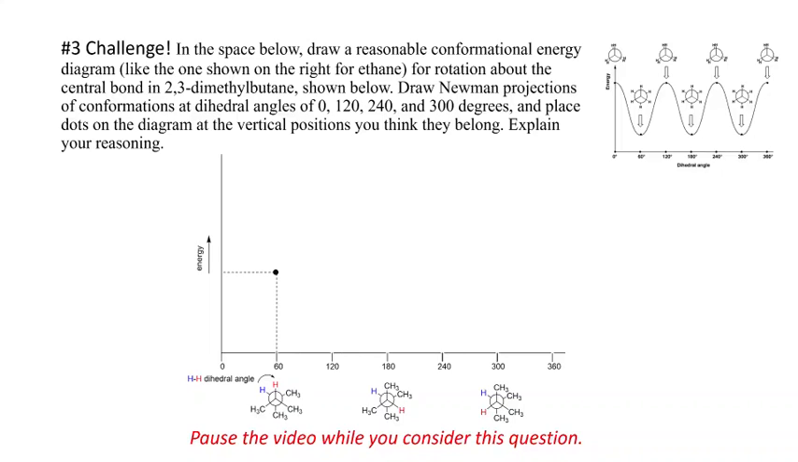Draw Newman projections of conformations at dihedral angles of 0, 120, 240, and 300 degrees, and place dots on the diagram at the vertical positions you think they belong for all 7 of the conformations. Explain your reasoning. All right, this is a really good problem. Pause the video, get out a sheet of paper, try to do this yourself. Think through what are all the Newman projections, and then start thinking about them in terms of energy and where they belong in the diagram. Good luck.